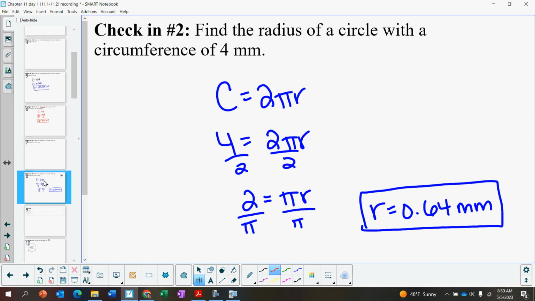All right, so if you notice, we get an answer of 0.64. If you did not get that, I would recommend dividing separately. So first I divided by 2 to get pi r alone. And once I had pi r alone, then I divided by pi. If you try to divide by 2 pi, some calculators might think you're dividing by 2, but then multiplying that answer by pi. So you either have to use parentheses if you want to do it all at once, or do it in 2 separate steps.